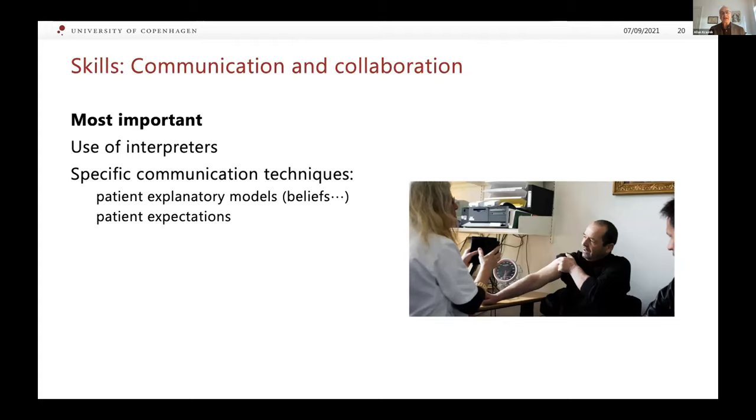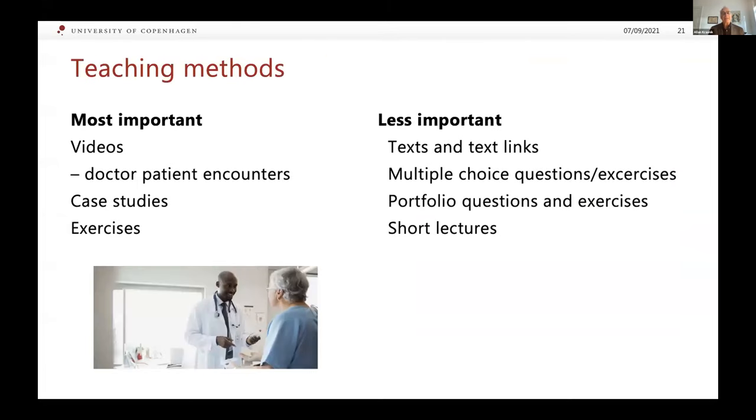Skills in communication and collaboration are crucial as well, and most important, according to these experts, is to learn about the use of interpreters and to learn specific communication techniques, which are highly relevant for minority groups and migrants, but for everybody else as well. And regarding the methods for teaching, priority should be given to videos about doctor-patient encounters, to case studies and exercises, and less to issues like text and text links, multiple choice questions, portfolio questions, and short lectures.